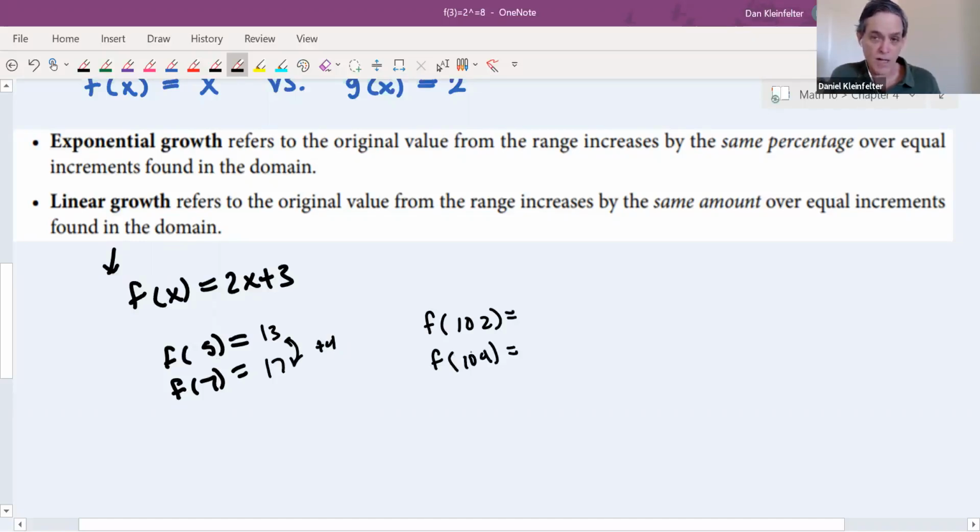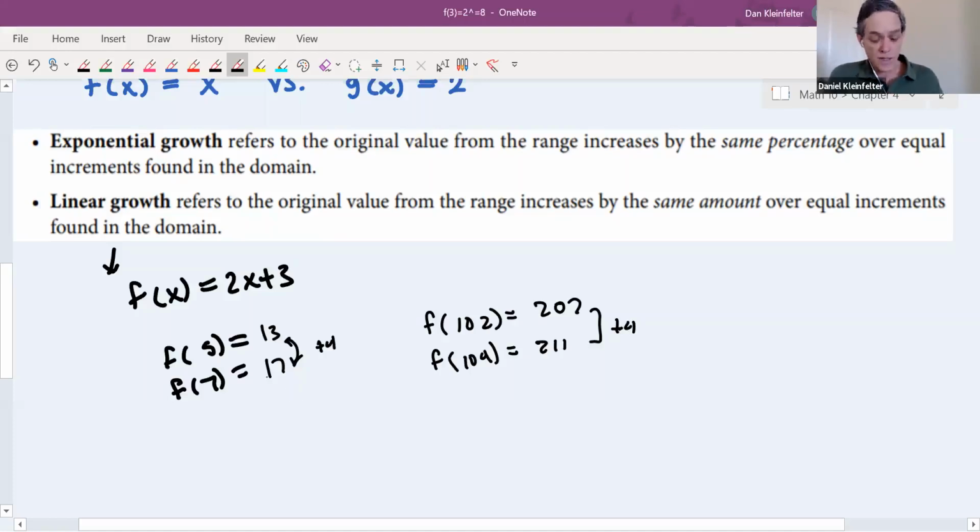Okay, I just picked those out. But what's important is that they're 2 units apart. Okay, f of 102, 2 times 102 is 204, plus 3 is 207. F of 104, 2 times 104 is 208, 208 plus 3 is 211. Okay, the difference between 207 and 211, 4 units. So the increase basically is constant, right? And that's why the graphs end up straight.